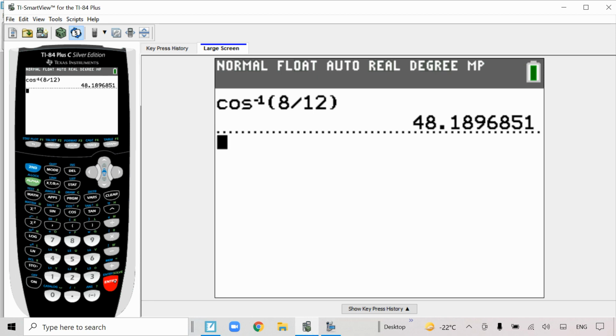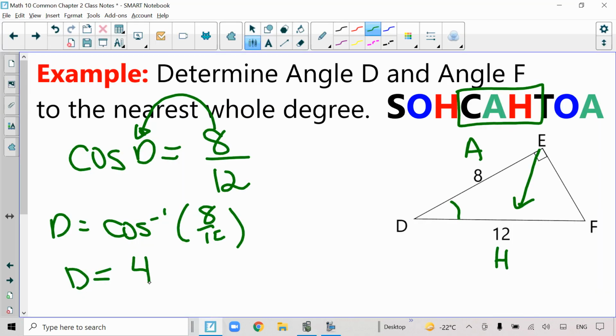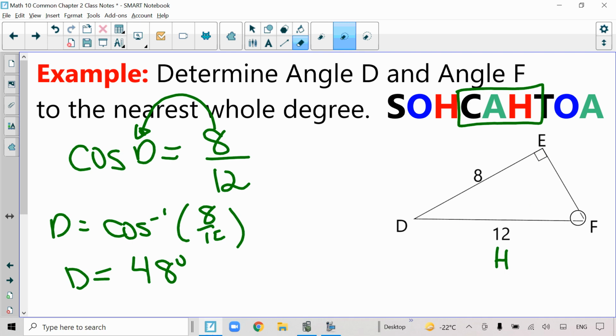And to the nearest degree, I get 48 degrees. So I'll put that back over here. D is equal to 48 degrees. Okay, now let's find what angle F is. So I'm just going to erase this, and now we're going to look at angle F.